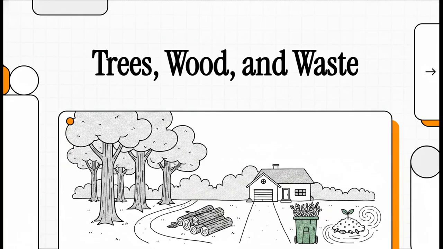Welcome to today's Explainer. We're taking a truly fascinating macro to micro journey today, scaling all the way from the sheer vastness of global forests right down to the practicalities of your own driveway. You know, we often look at a tree and just see the leaves and the trunk, but today we're going to trace the entire life cycle of trees, wood, and organic waste. We want to see exactly how our micro habits at home connect directly to the macro environment.